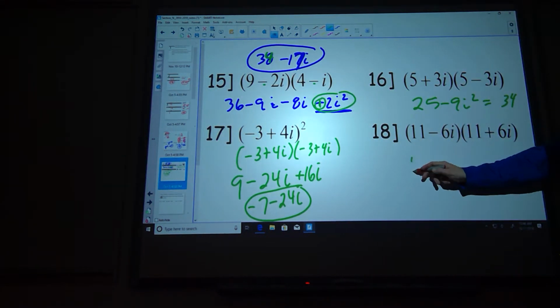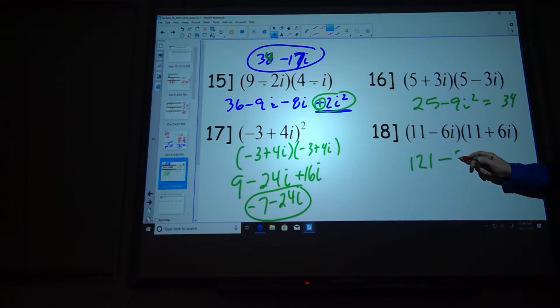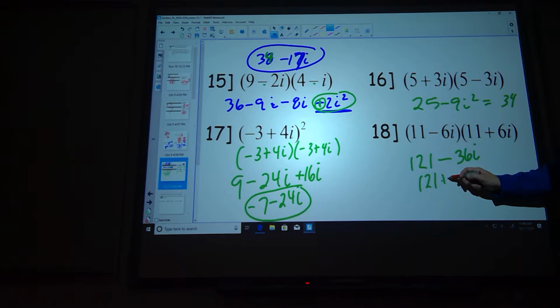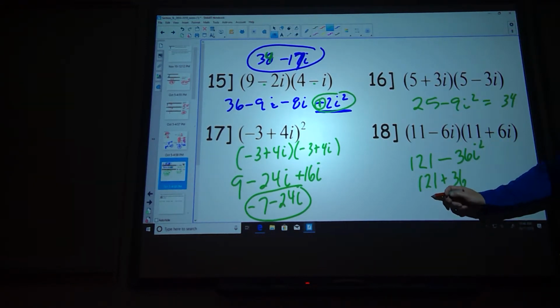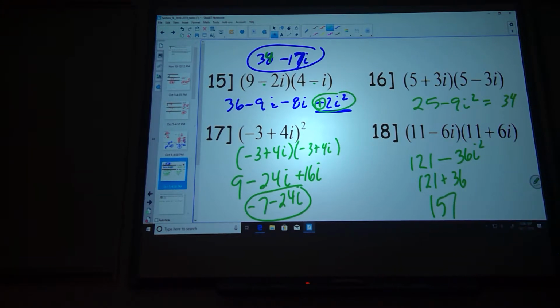Conjugates of each other, so I get 121 minus 36i squared, which is 121 plus 36. That should be squared, sorry. 157.